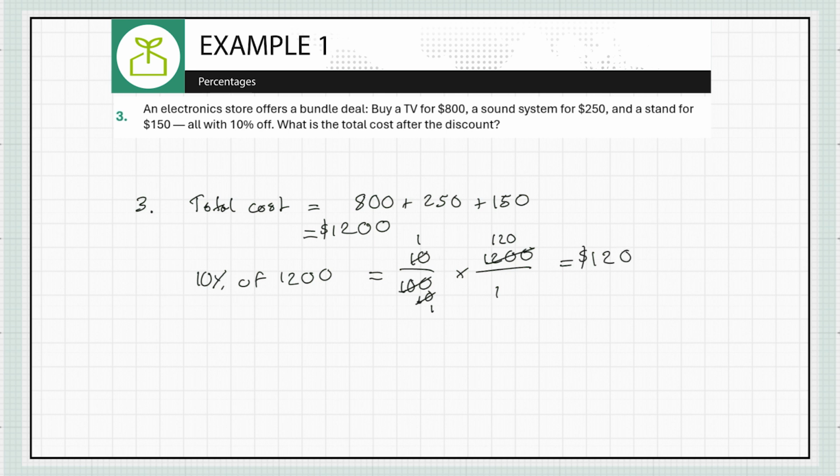So the end result is our total cost after our discount is going to be equal to $1,200 minus 120, which is equal to 1080. Okay, so $1,080 will be our total cost at the end of the day if we bought all of these products together.